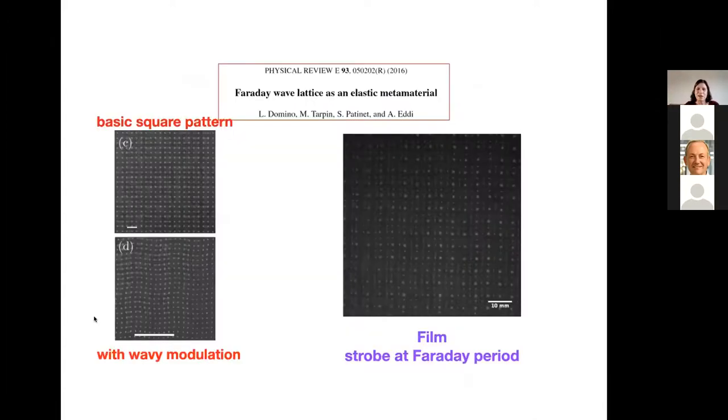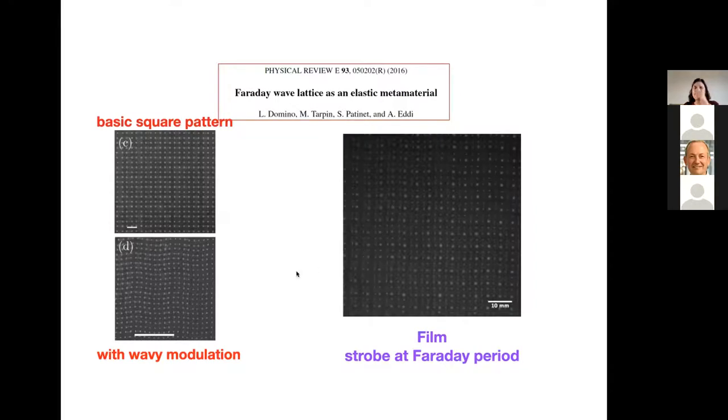Okay. So our current project, again, this will be pretty short. This is an article from experimental work from my particular institute, the PMMH, done by these researchers. And this is a square pattern. And what did they see? They saw this wavy modulation of that square pattern.